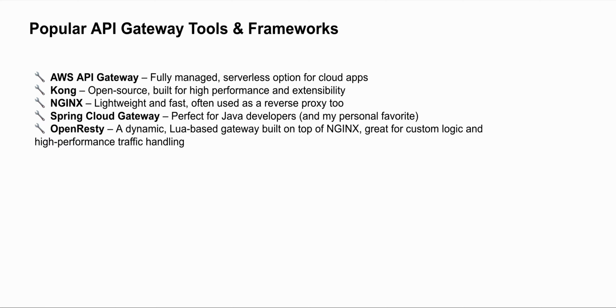There are a couple of API gateway tools and frameworks available. It will depend on your stack. For example, AWS API Gateway is fully managed, serverless, and an option for cloud apps. Then Kong, which is also open source. NGINX is lightweight, fast, and basically used for reverse proxy too. And Spring Cloud Gateway and OpenResty. OpenResty is an advanced, Lua based gateway framework which is built on top of NGINX. So this is all about the API gateway.